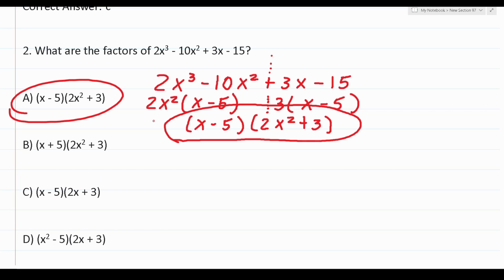Some of the factoring questions will be very easy, and some of them will require you to use some critical thinking to figure them out. All right, so that's this one.